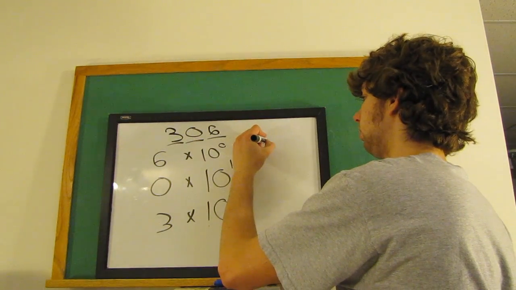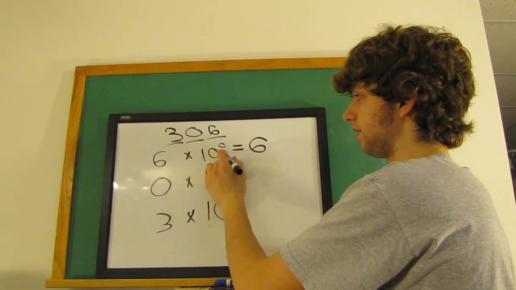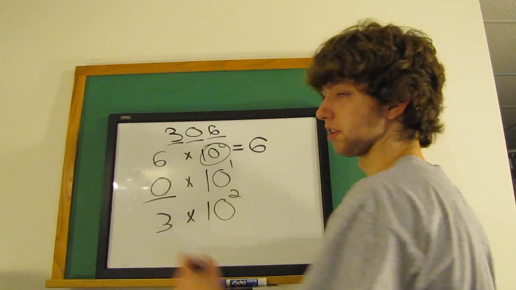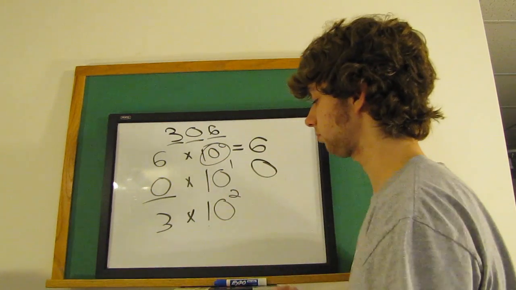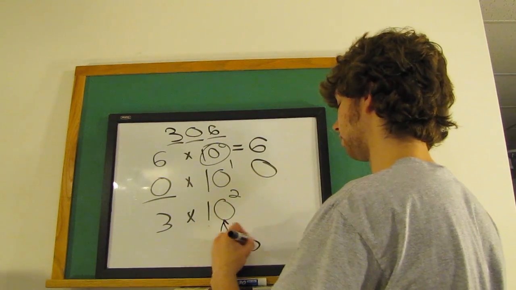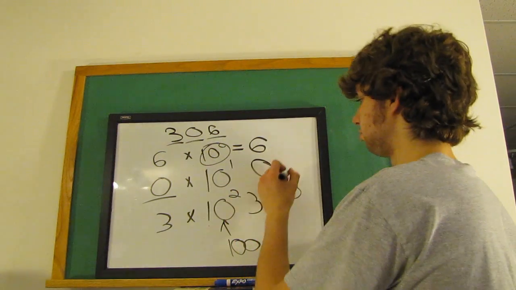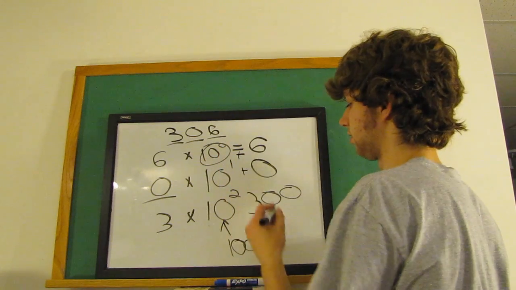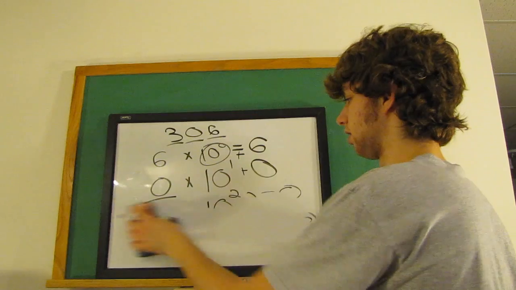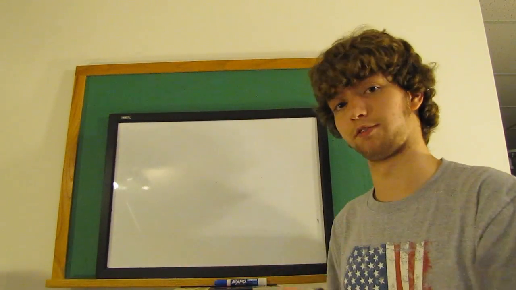So we get 6, because 6 times 10 to the 0, this is 1, 1 times 6 equals 6. This is multiplying by 0, so it's automatically 0. 3 times 10 to the 2nd power, well, this right here is equal to 100. 3 times 100 is 300. So we get 300 plus 0 plus 6, which comes out to be 306. That is how this system works. Now we can try to do this with binary, now that we really understand that. I'm going to get a drink first, though.